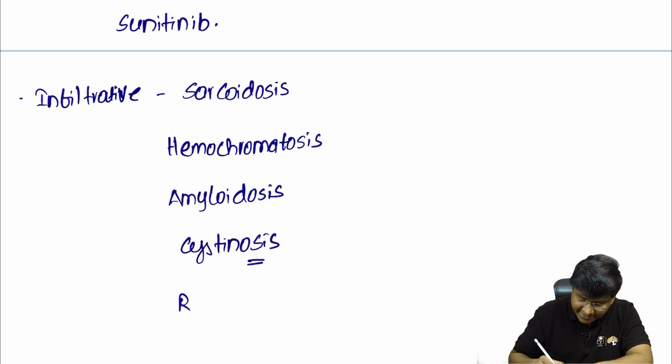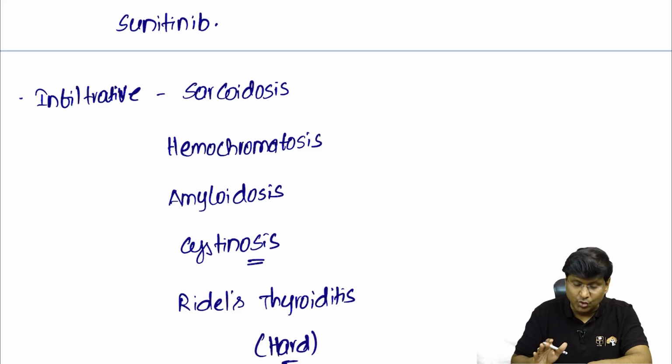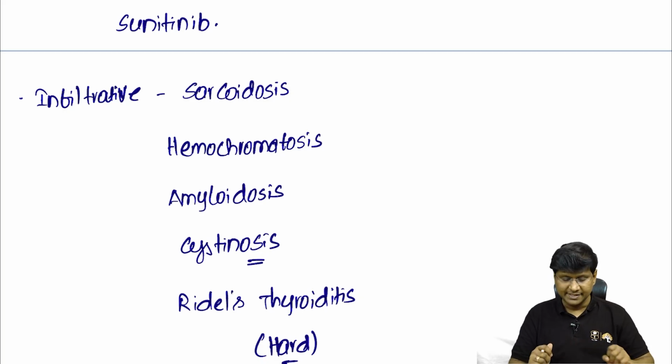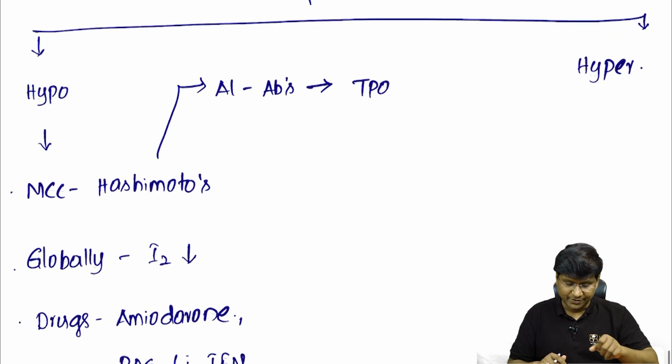Then we have Riedel's thyroiditis. In Riedel's thyroiditis, fibrous tissue accumulates within the thyroid gland, and the gland will be very hard in consistency. It is stony hard in Riedel's thyroiditis. So these are all the etiologies that cause hypothyroidism.